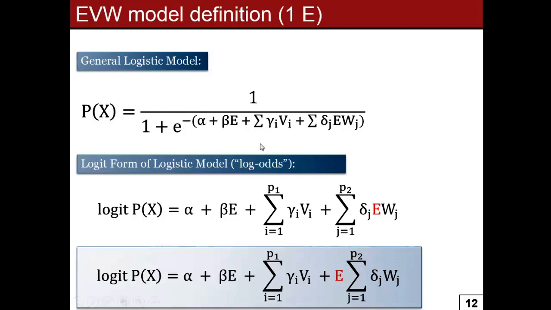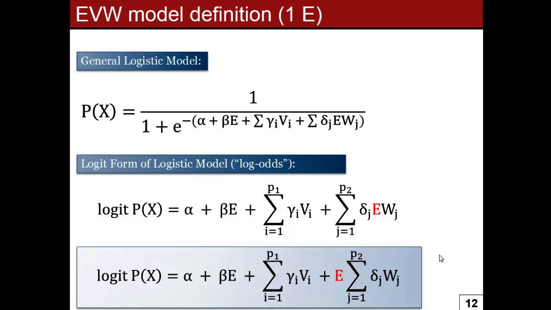And so here, you can write the logistic model as not just 1 over 1 plus e to the minus alpha plus beta 1 x1, x2, x3, and lots of betas and lots of x's. But we're just going to simply write it as alpha plus beta times exposure plus the sum of all the gammas times the v's plus the sum of all the deltas times the EW terms. This now says I've got a model with an intercept, an exposure, confounders, and effect modifiers. And that is your epi universe all in one equation.